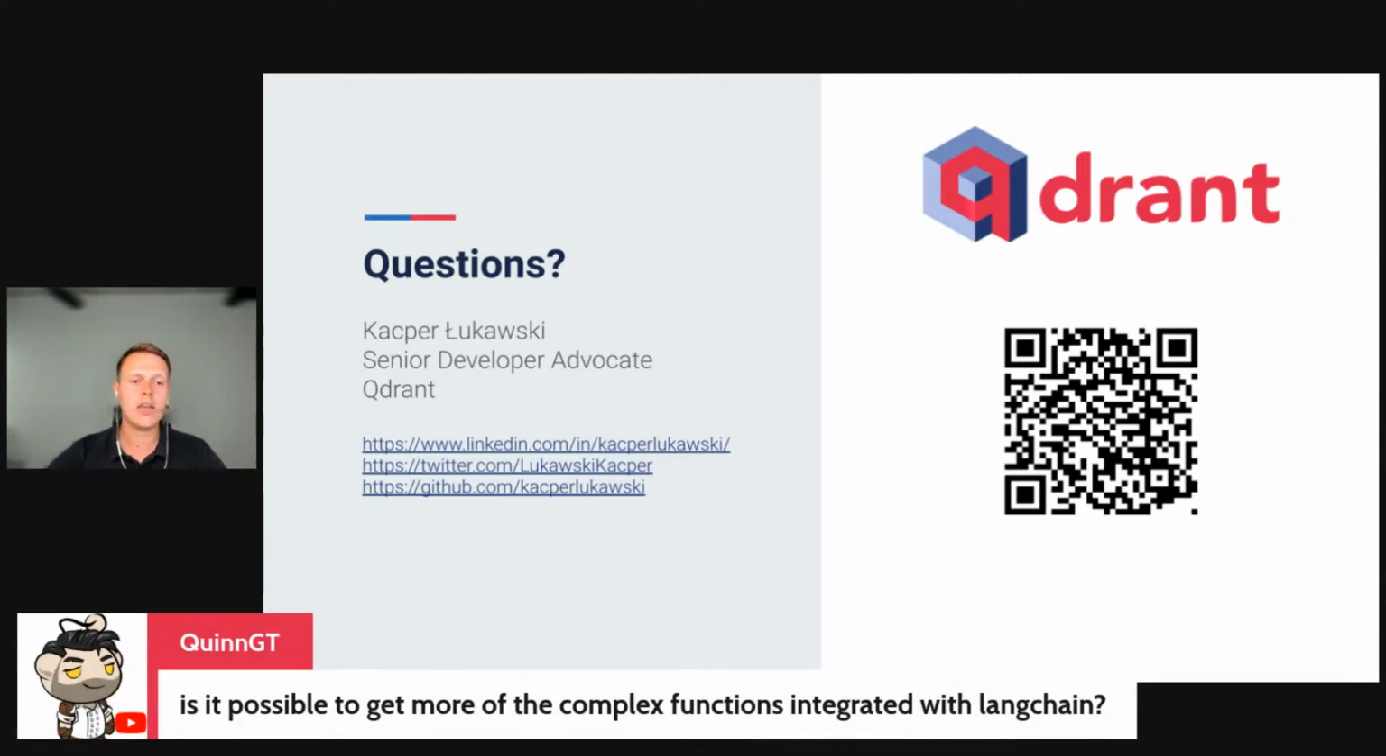And the last question, is it possible to get more of the complex functions integrated with LangChain? Sure, please feel free to reach out to us on our Discord community or just create an issue on GitHub. We have a separate package for our LangChain integration. So if you have any ideas of what we should implement, please just let us know. But you are the users of Qdrant, so you know best what we should bring to life to make it just a bit easier.